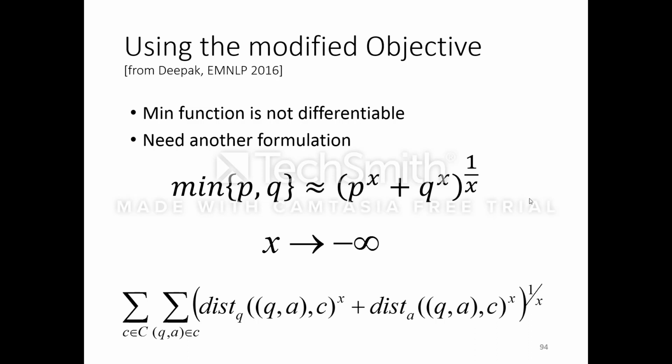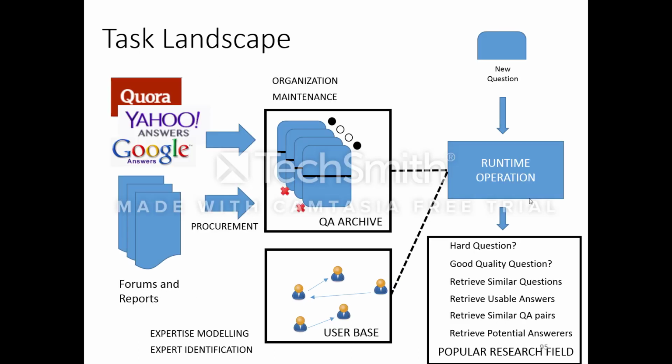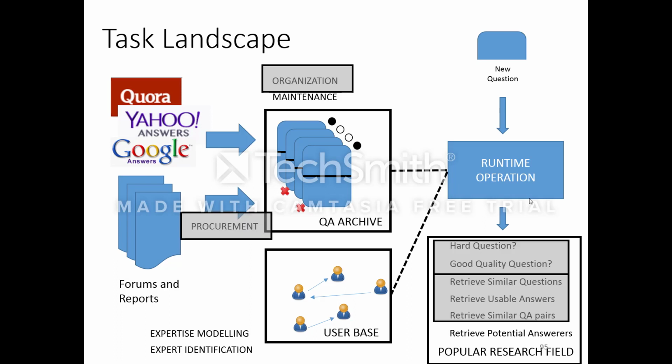That's what it says. Okay, so let's move on to the task landscape, and let's once again gray out the places that we have seen already. We have looked at procurement, organization, hardness prediction, quality prediction, and retrieval. And the next thing is about looking at expertise modeling.